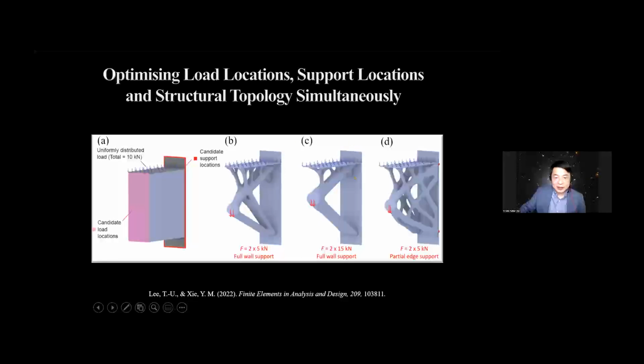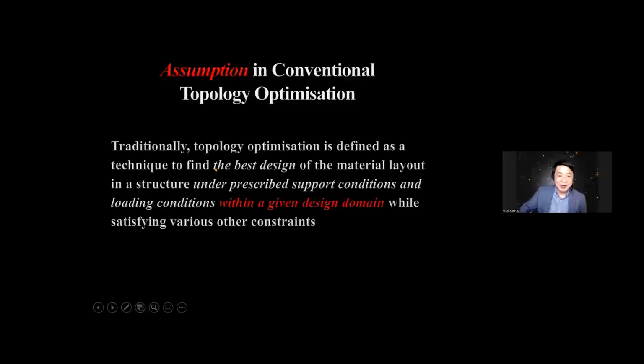In these first 2 images, we are assuming that the whole wall is fixed. On the right-hand side, only 4 points are fixed. Using our algorithm, we are able to do load location, support location, and topology optimization all simultaneously. So far we have removed the restriction of prescribed support conditions and loading conditions.